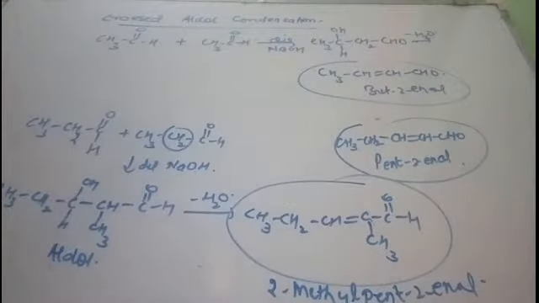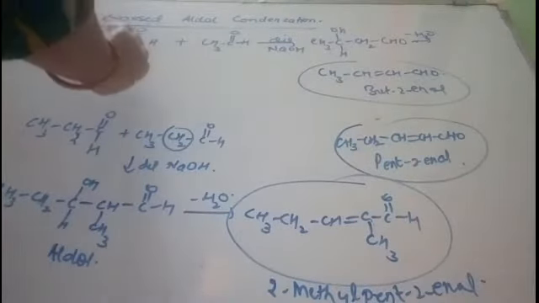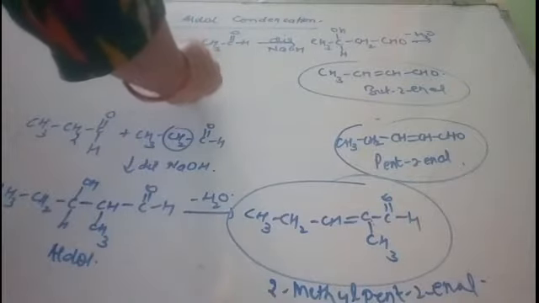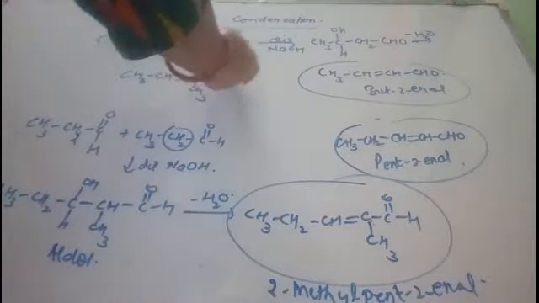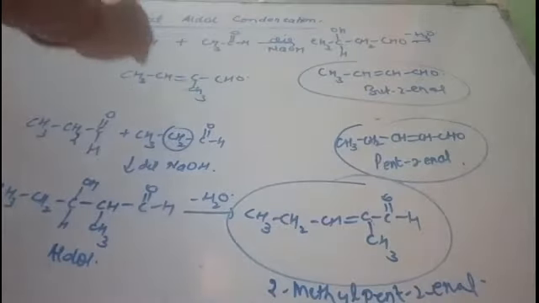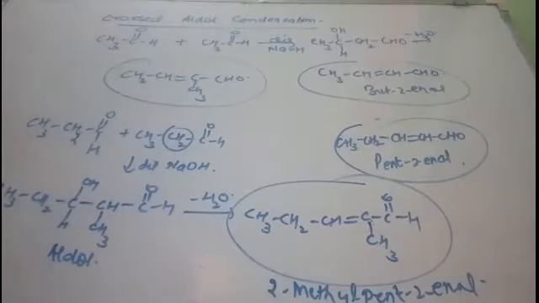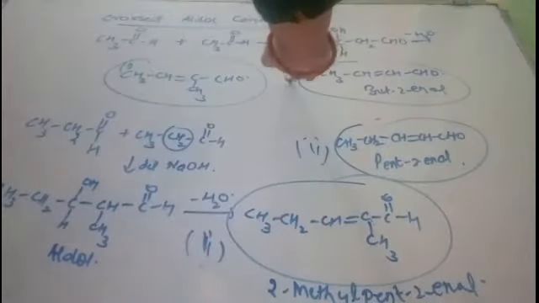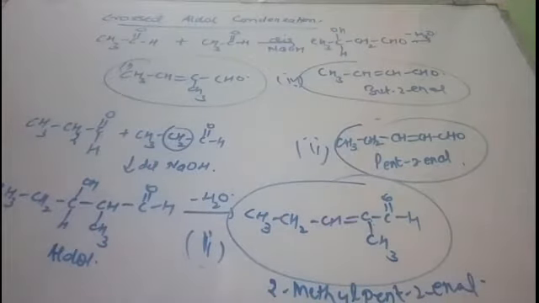The first product which was formed was 2-methyl butenal. Okay, this was the first product which was formed. So this is how, when we have cross aldol condensation, we get 1, 2, 3 and 4 products. Okay, so this is how cross aldol condensation is done.